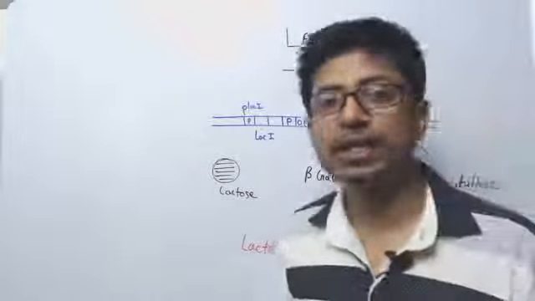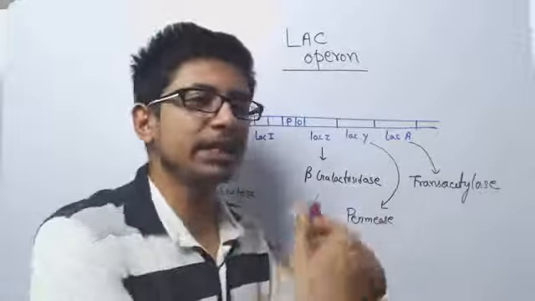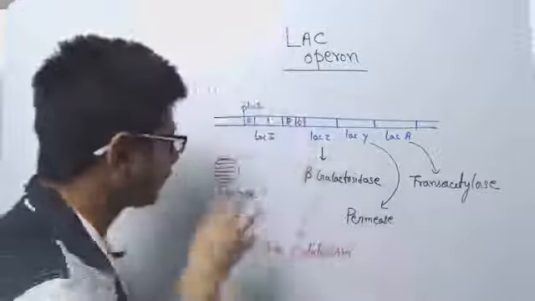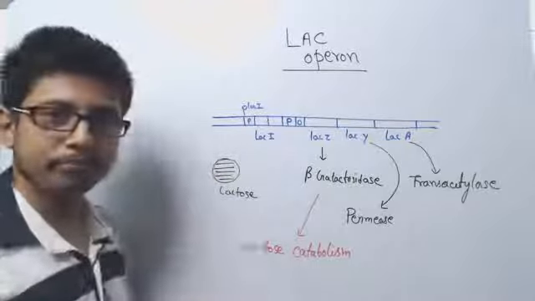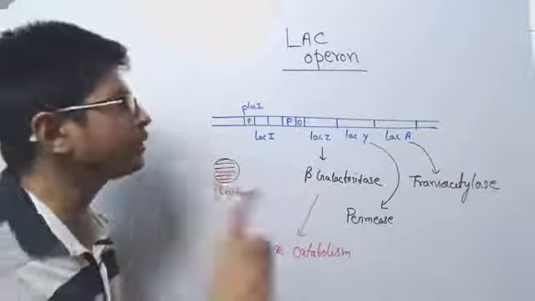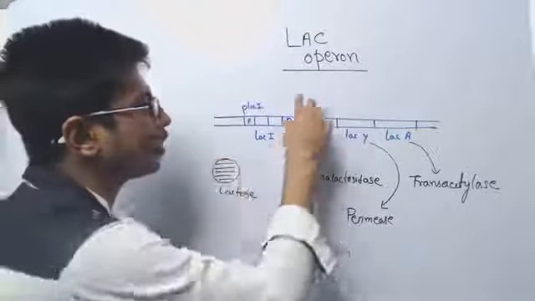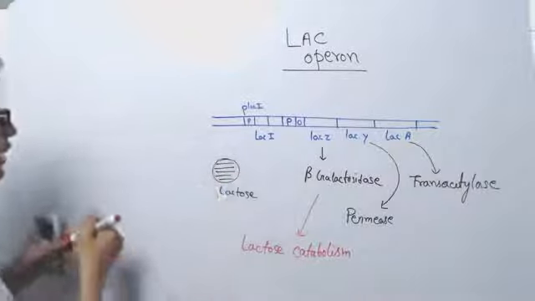So if lactose present, operon on; if lactose not present, operon off. It's a positive regulation created by the presence of lactose and the concentration of lactose in the medium. Okay, so let's see the whole process and how it is actually regulated. We say that we have to turn on when the lactose is there, turn off when there is no lactose. This is the thing that we understand till now.